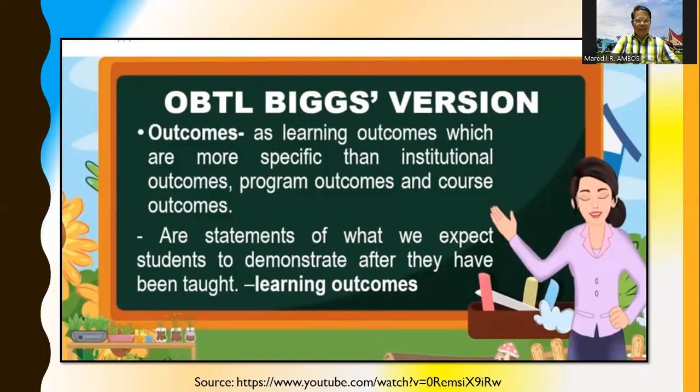Let's have the outcome-based teaching and learning by Biggs, or the Biggs version. So when we say the outcomes, it refers to the learning outcomes, which are more specific than institutional outcomes or the program outcomes and the course outcomes. And these are statements of what we expect students to demonstrate after they have been taught. Particularly, this is known as the learning outcomes.